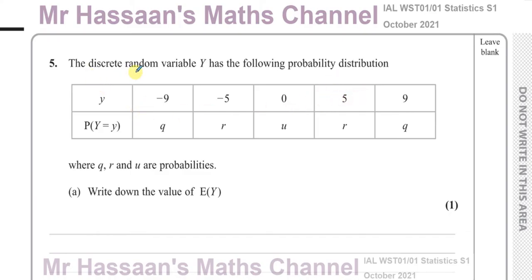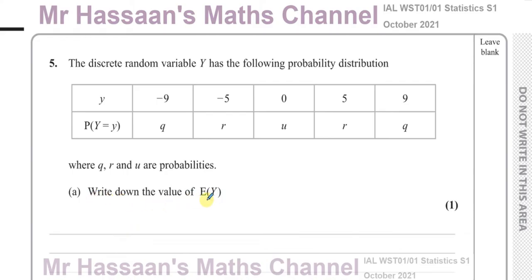This question here is about discrete random variables, and they've told us about the discrete random variable y, which has the following probability distribution. So we don't know what y is referring to, but we know that when the value of y is -9, the probability of that occurring is q, which is -5, the probability of that occurring is r, and so on with all these numbers. And they told us that q, r, u are all probabilities. And you can see here that this and this are the same, this and this are the same as well. So it's like some sort of symmetry here in the probabilities. And even the values seem to be kind of symmetrical in a way. That's -9, 9, -5, 5, 0, and so on.